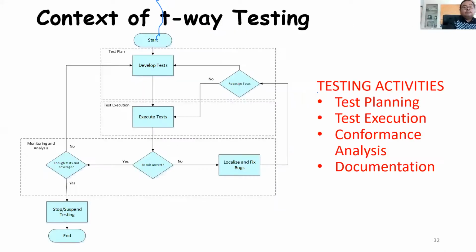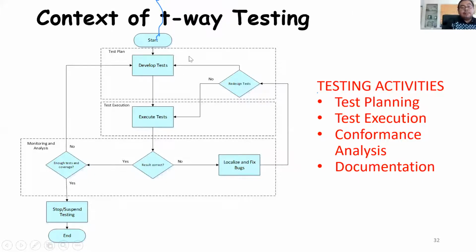So now in the context of software testing, where T-way testing is applicable, how do you apply this? When you look at testing activities, before you do testing, you need to plan. Then you need to develop the test, and then you need to check the oracle, whether the test has passed or failed. You have to check, when you run this test, what is the expected value and what is the actual value. So when you develop a test, then you need to execute the test.